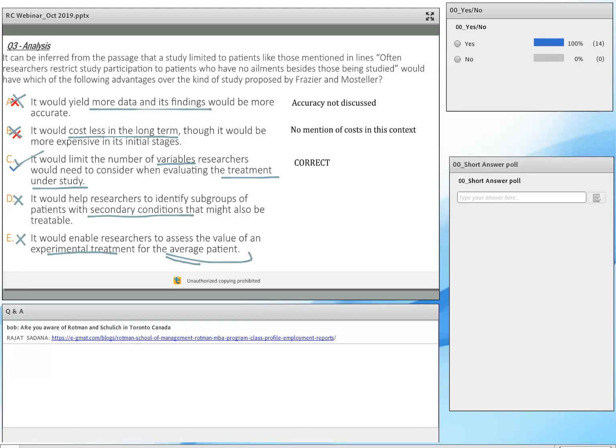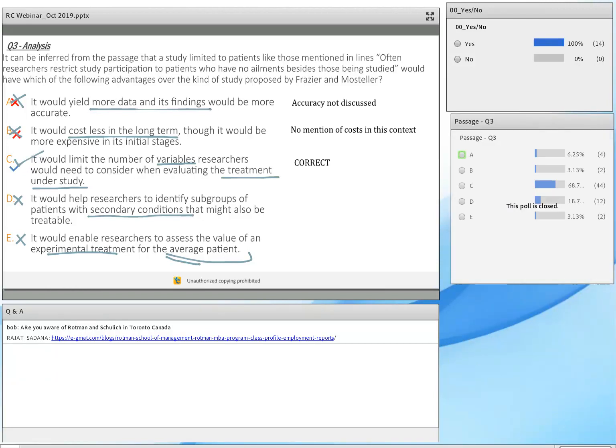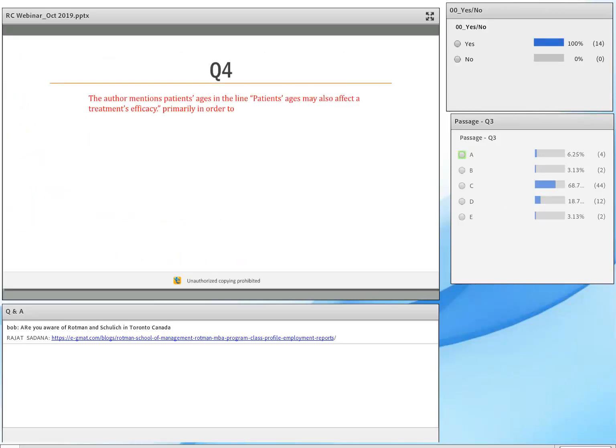All right, now let's see what the responses were for this question. Question number 3. I think you guys did decently well over here. 69% of the class got this question correct. Okay. Let's take a look at question number 4 now.